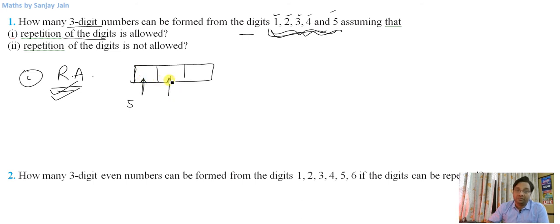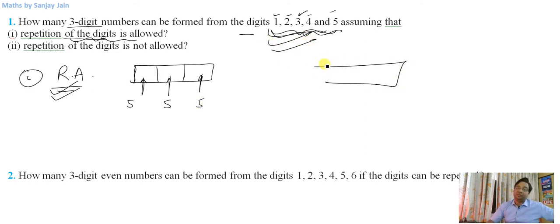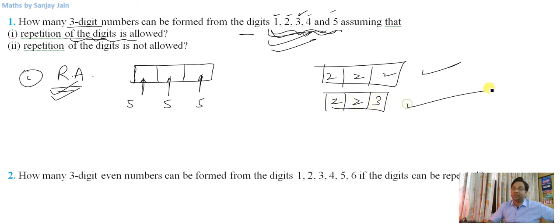Now what about this second place? Repetition of digits is allowed. So if I have filled the first place with 3, I can use this 3 in the second place also. So I still have 5 options to fill the second place. Similarly, the third place can also be filled with any of these 5 because repetition is allowed. So these numbers are allowed. Let us say if I fill all these 3 positions with 2, this is a valid number. If I fill these 2 places with 2 and this with 3, this is a valid number. Repetition is allowed. So the first place can be filled in 5 ways, the second in 5 ways, the third also in 5 ways. So the total number of 3-digit numbers will be 5 into 5 into 5, that is 125 numbers.